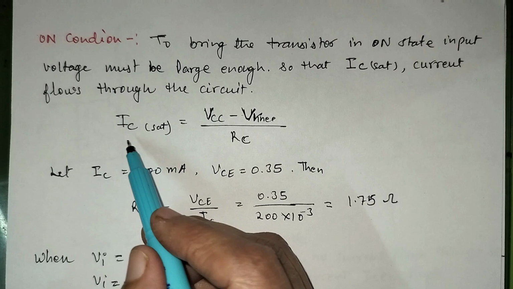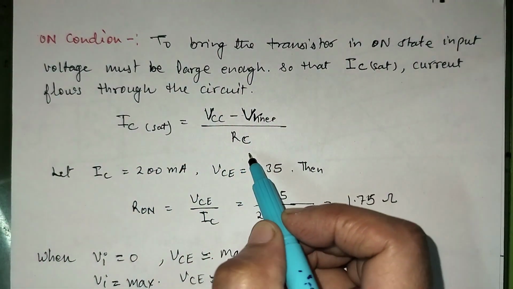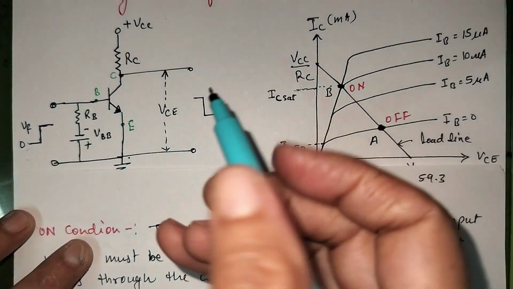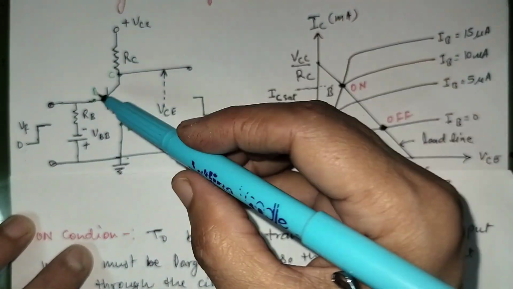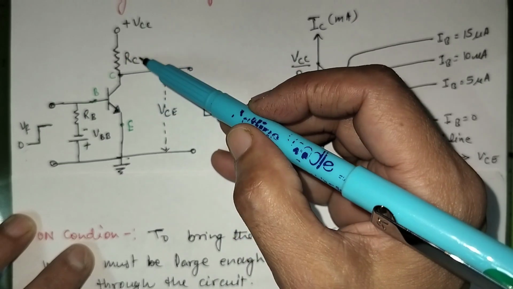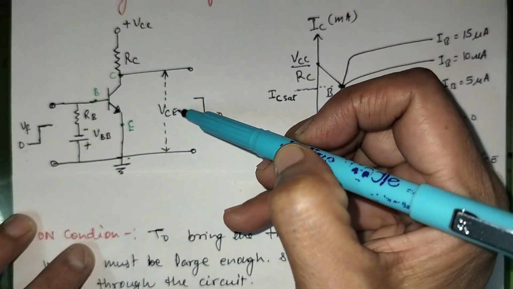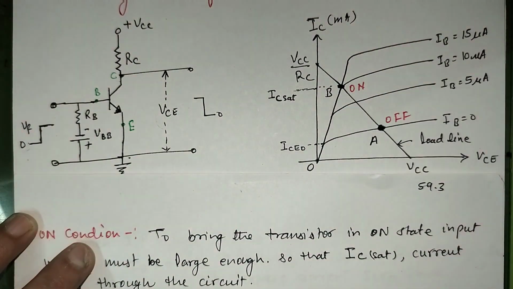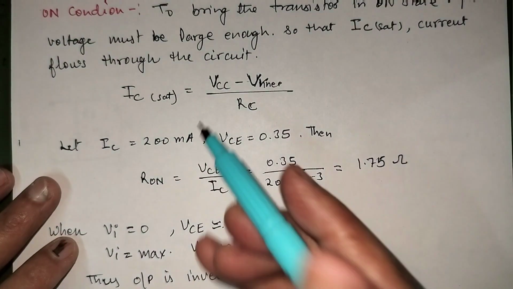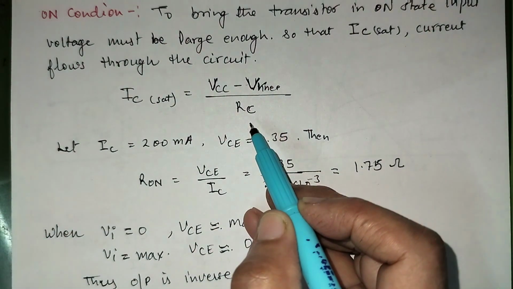Now we will find out the resistance offered by the transistor in on state. We know that IC is equal to VCC minus knee voltage upon RC, because all the current that is flowing through the circuit is through this RC, meaning saturation current. This is the maximum current and this will be minimum in this case. So saturation current will be equal to VCC minus knee voltage upon RC.